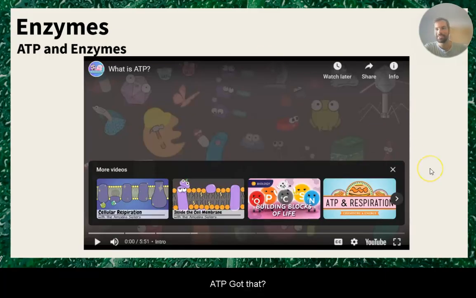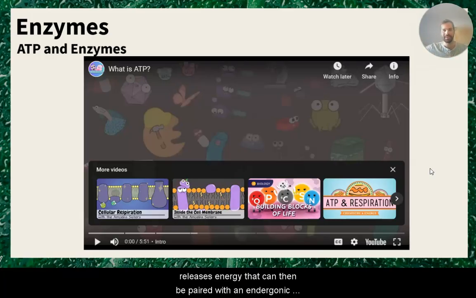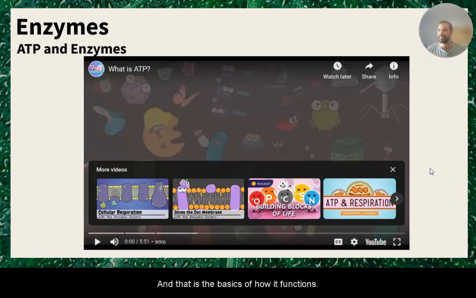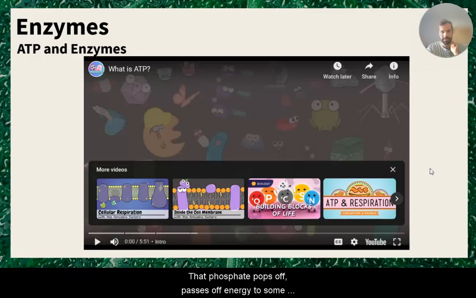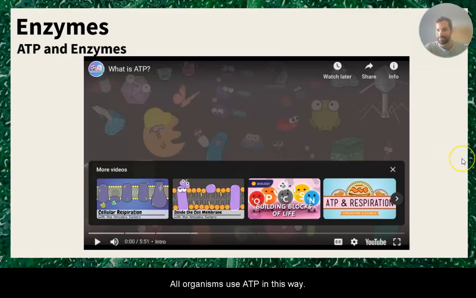There you go. ATP. Got that phosphate, pops off in an exergonic reaction that releases energy that can then be paired with an endergonic reaction that needs energy, like a cell transport protein. And that is the basics of how it functions. That phosphate pops off, passes off energy to some other reaction that's occurring nearby, and fuels every energy requiring reaction that we use in life. All organisms use ATP in this way.